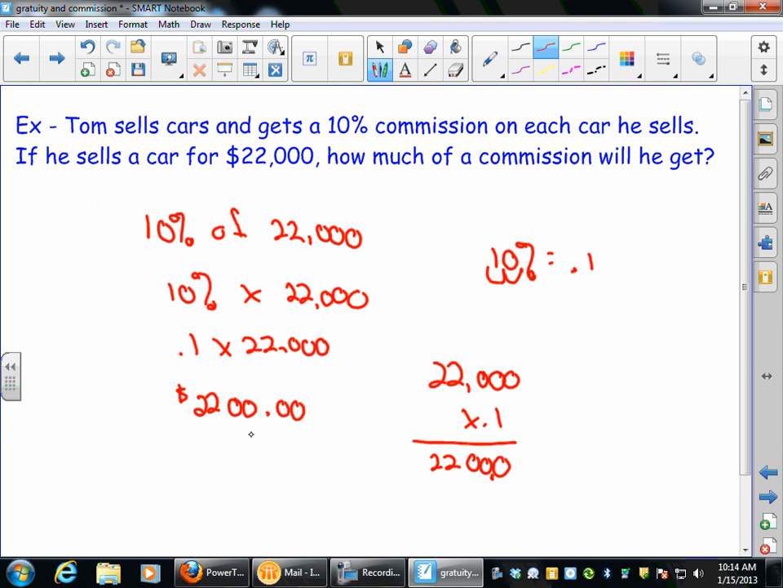Okay? Seems like a lot of money, but it's sometimes hard to sell cars. You don't sometimes sell very many. So you need to make a good amount of money when you sell one. So that's it. It's just like all the other ones. You're trying to find a percent of a number, so you have to multiply. And that's it.